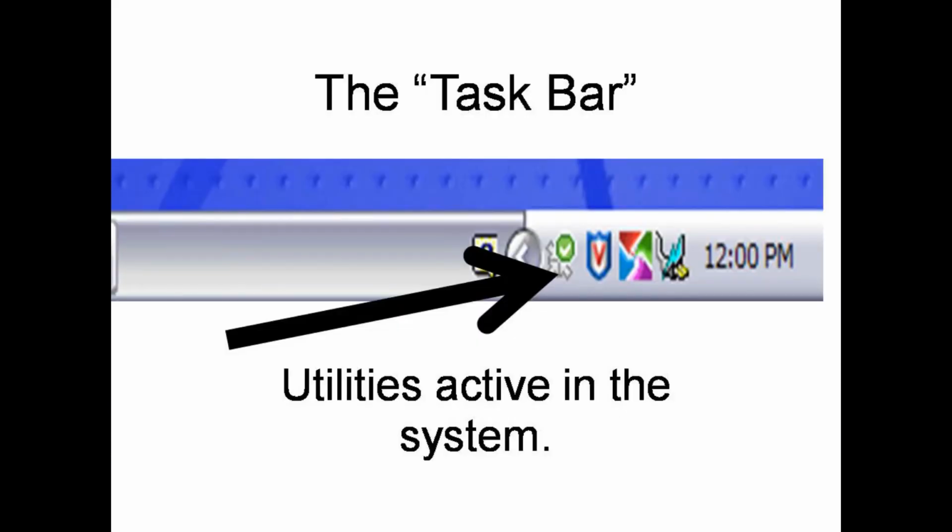The next one I want to show you, second from the right, is that there are certain utilities running in the background of your computer when you first turn it on. The icons for these utilities show up there. And if you right click on any one of them, you can shut it down if you don't want it to run.